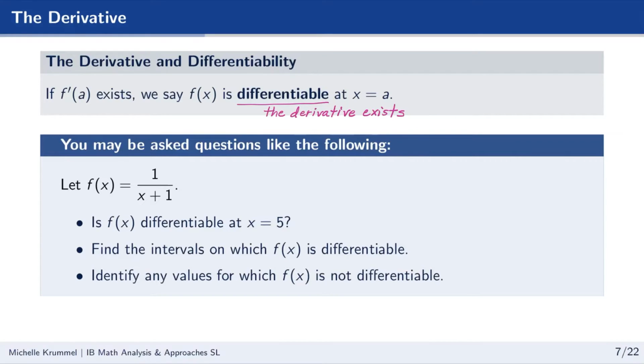So differentiable, adjective. We also have a verb version of that word, differentiate. And that means find the derivative of. So that's the verb. If I ask you to differentiate the function at x equals 5, it means find the derivative of the function when x equals 5. And we also have a noun version of that word, differentiation. So differentiation is just like the noun for the derivative, all things involved with derivative.